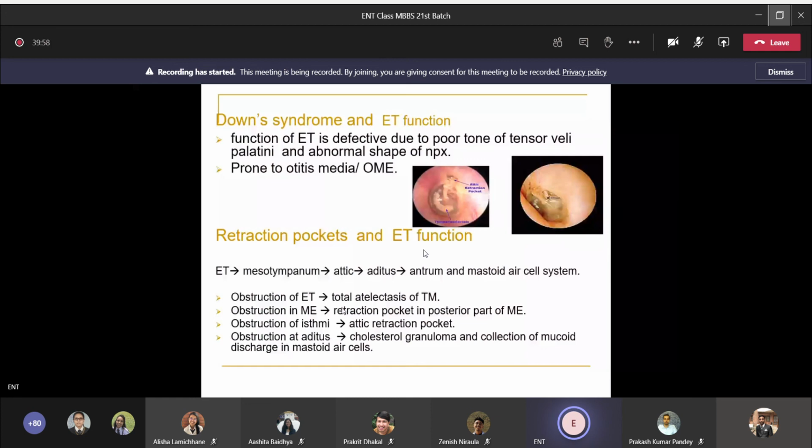seen due to poor tone of the tensor veli palatini and abnormal shape of the nasopharynx, because the head and neck development is very poor in case of Down syndrome. So these patients are more prone to otitis media, not only OME, acute otitis media, chronic otitis media, anything can happen. Okay. Now, if the eustachian tube function is not maintained, there is always a formation of retraction pocket.